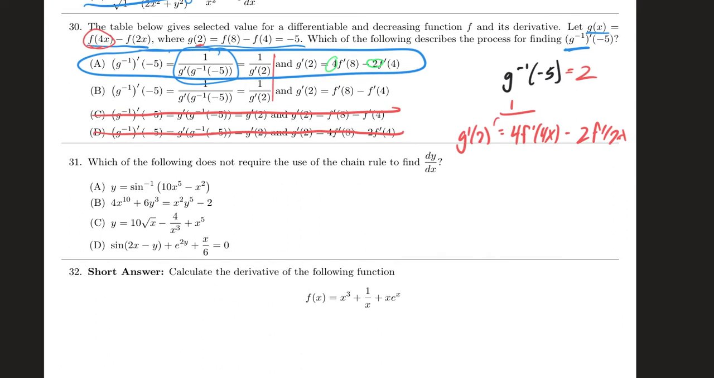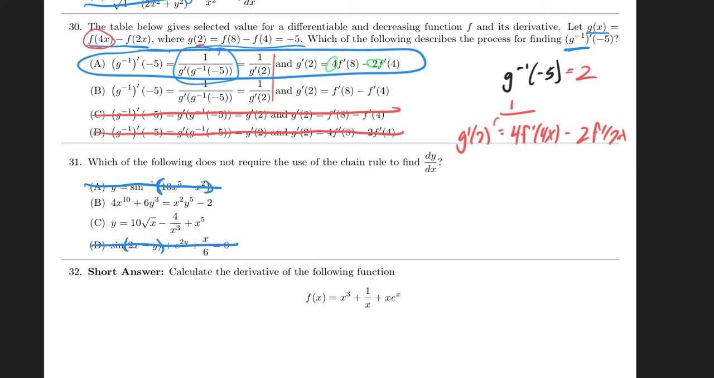All right, which of the following does not require the use of the chain rule? Remember, the chain rule is when you have one thing inside of the other. Well, here this is a dead giveaway. There's parentheses, so A is out. You definitely need the chain rule. D is definitely out. You definitely need the chain rule. All right, so which one between B and C? Neither one of them has parentheses. So which one uses the chain rule?